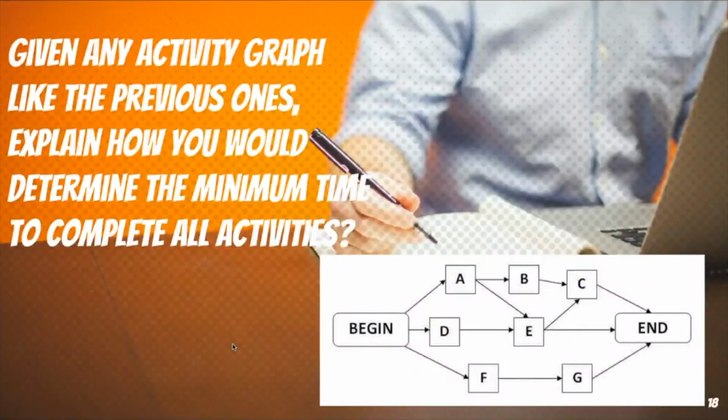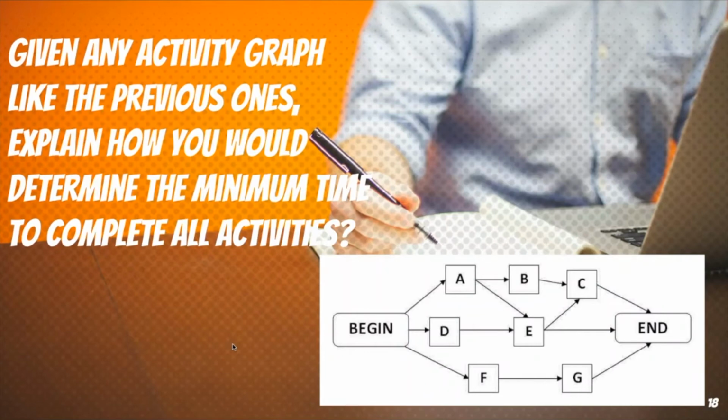All right. Given any activity graph like the previous one, explain how you would determine the minimum time to complete all activities. All right, so I want you to think about this for a minute. This example right here means nothing. It's just an example of a pathway. The longest pathway here, there's 2 longest pathways, 3 actually. A, B, C, A, E, C, and D, E, C are all 3 activities long.